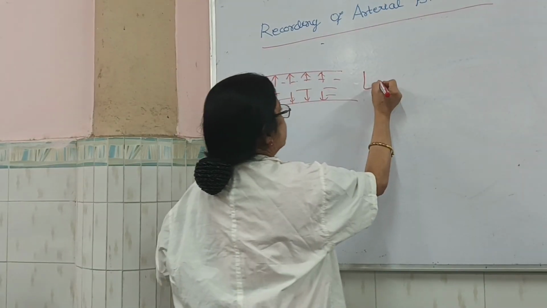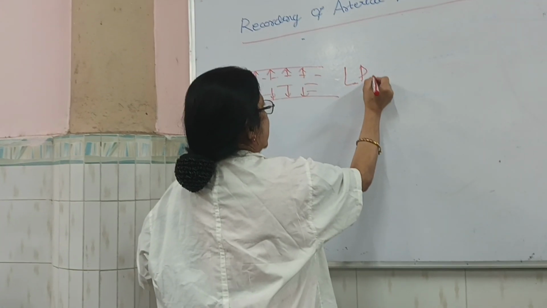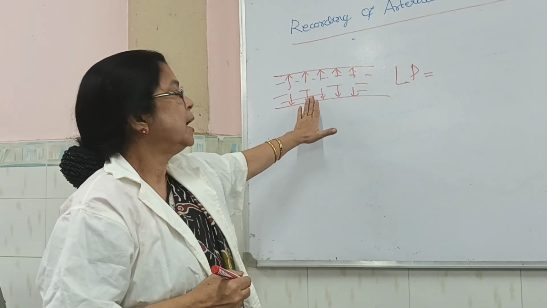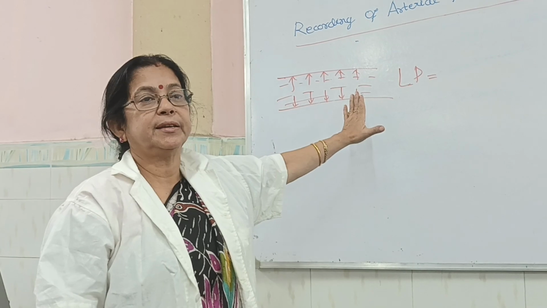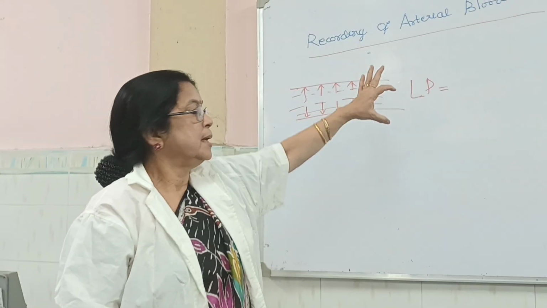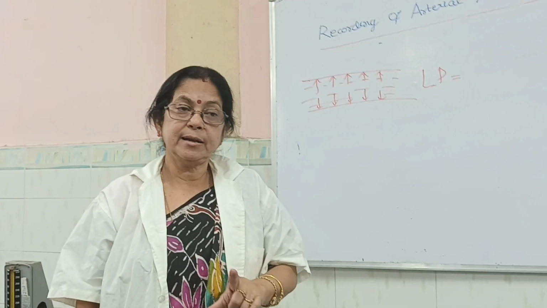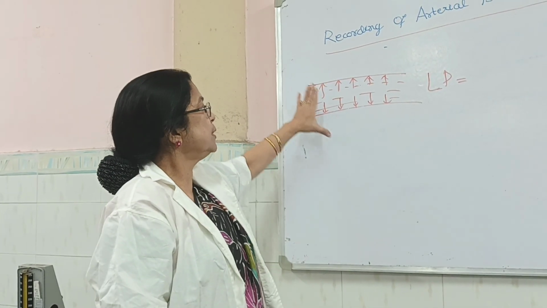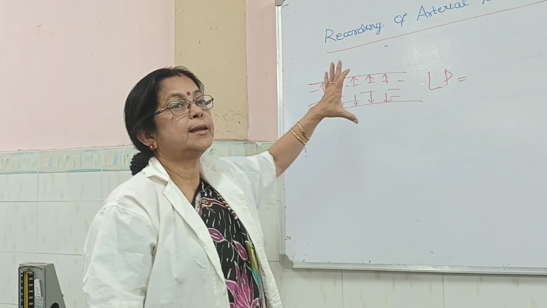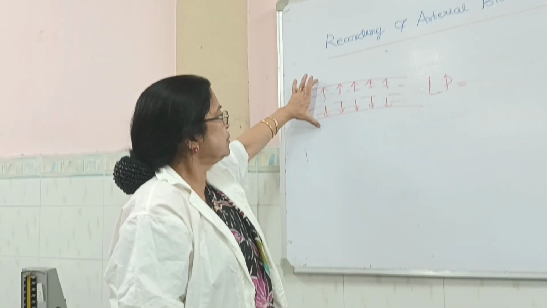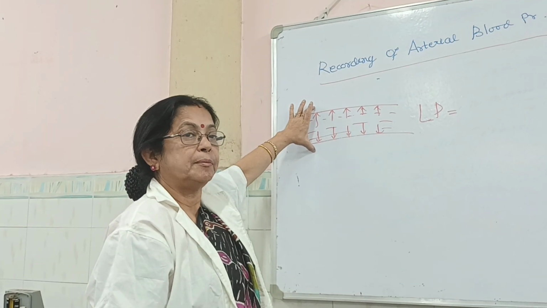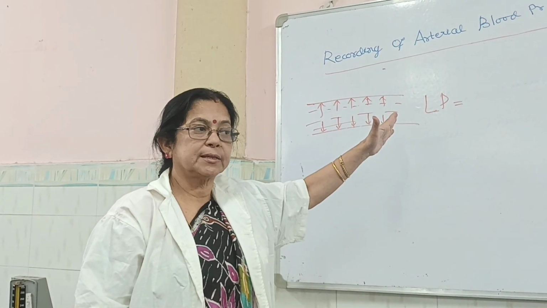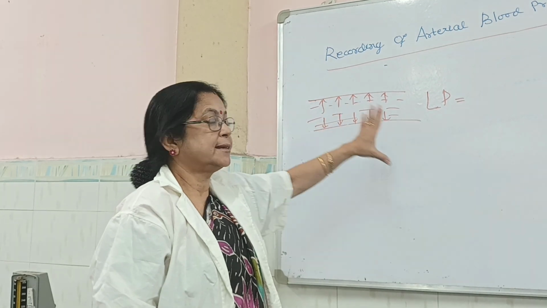Lateral pressure. Lateral pressure is the pressure exerted by the flowing column of blood perpendicularly on the wall of the vessels while flowing through. So, perpendicularly on the wall of the vessel, the flowing column of blood gives a pressure on the walls of the vessels. So, we will measure lateral pressure.